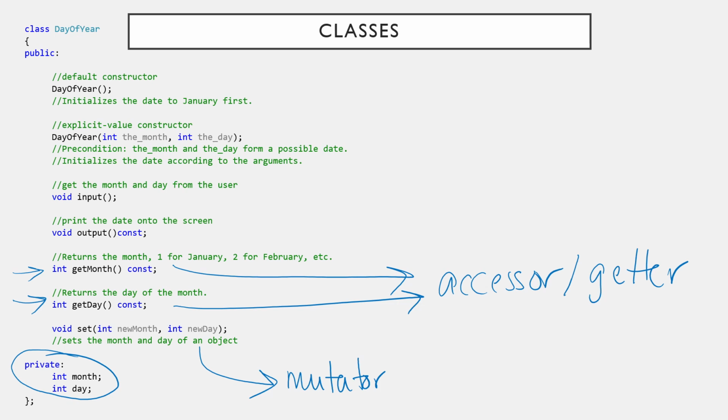You could separate this into two mutator functions: setMonth and setDay. Or, because month and day are related as one date, you have one mutator or setter function. It's very common for the function names to be like getMonth, getDay, setMonth, setDay, or setDate. So it's very common to use these names for your functions: accessors would be get functions, and mutators would be set functions.